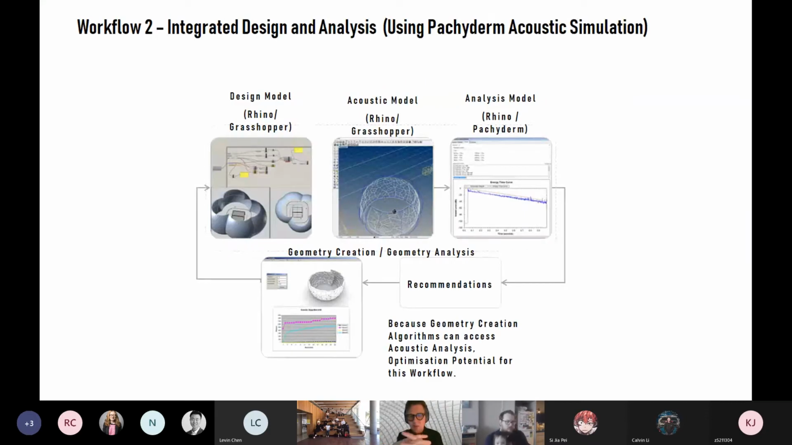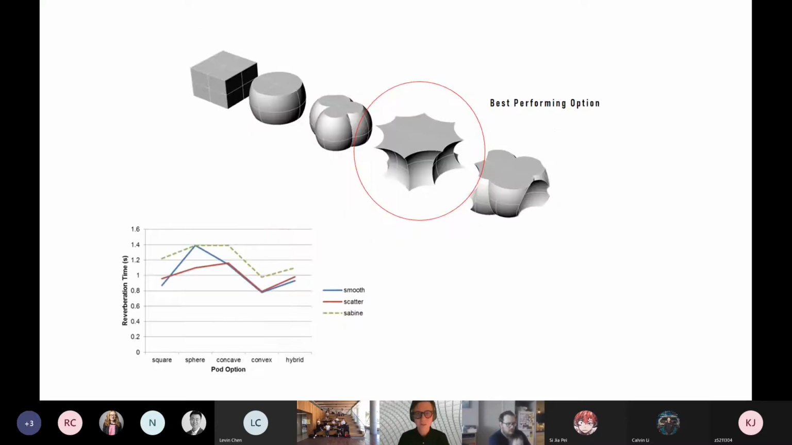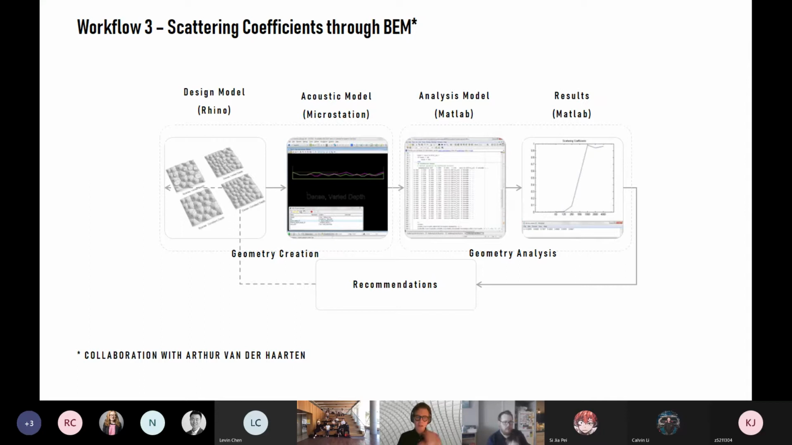But I think that one of the issues that we found with this was that the simulation software like Pachyderm and the simulation software Odeon are 2 different creatures, and so the results obviously are different coming out of the different softwares. So one is still very much different than the other.